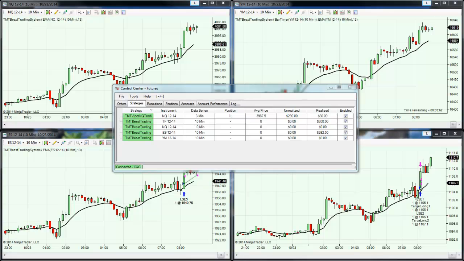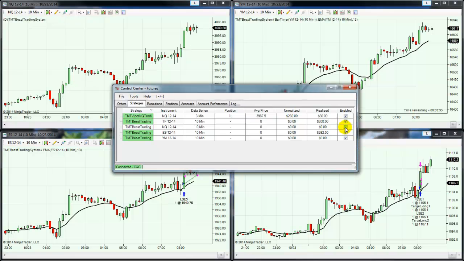So the first thing you want to do is go to your control center, and you can see that I have the Beast and the Viper system turned on these indexes right here. So the first thing you need to do is disable one of the indexes. In this case, I'm going to do the NQ. And you can see how the moving average disappeared. It's no longer green, telling you that it's not looking for trades any longer. So it's free for you to go and edit the strategy.